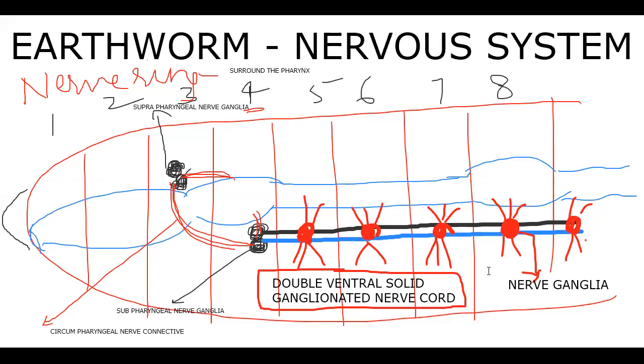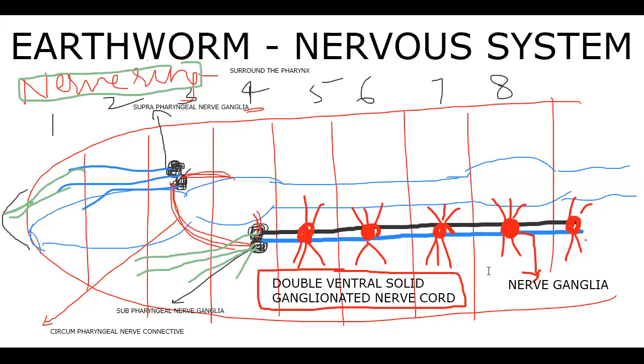So the nerve supply is going to be like this. The suprapharyngeal nerve ganglia sends nerves to their respective segments, that is, the first segment, prostomium. In the same way, the subpharyngeal nerve ganglia covers the second and third segments along with the fourth segment. Likewise, where exactly they are going doesn't matter for us. Just remember two issues from here: which nerve ganglia, and that the nerve ring surrounds the pharynx.